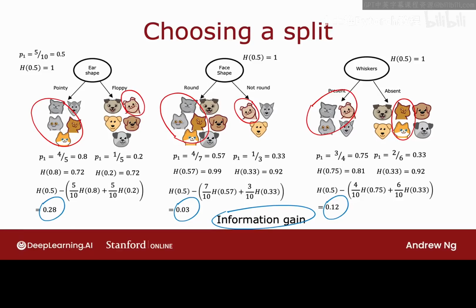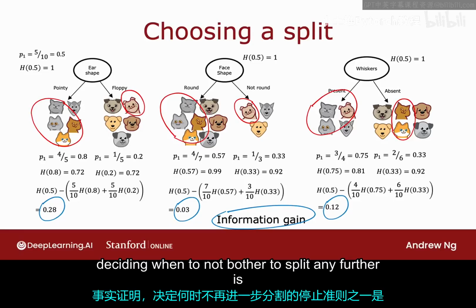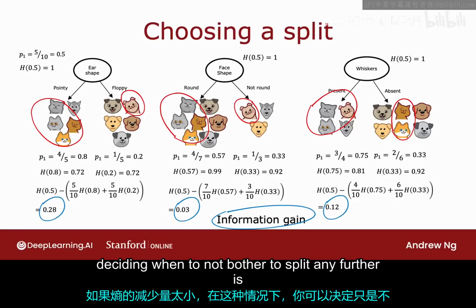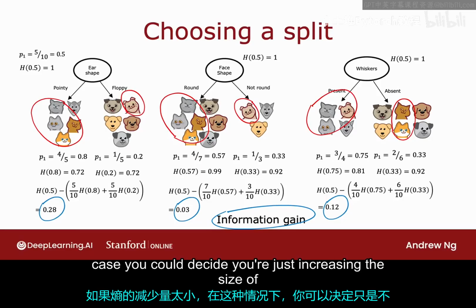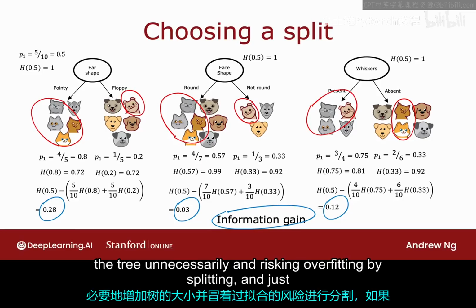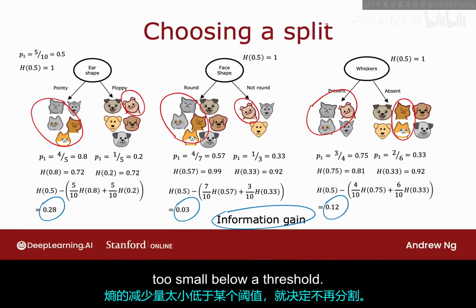So why do we bother to compute reduction in entropy rather than just entropy at the left and right subbranches? It turns out that one of the stopping criteria for deciding when to not bother to split any further is if the reduction in entropy is too small, in which case you could decide you're just increasing the size of the tree unnecessarily and risking overfitting by splitting, and just decide to not bother if the reduction in entropy is too small, below a threshold.